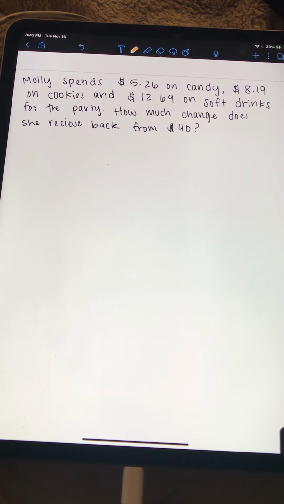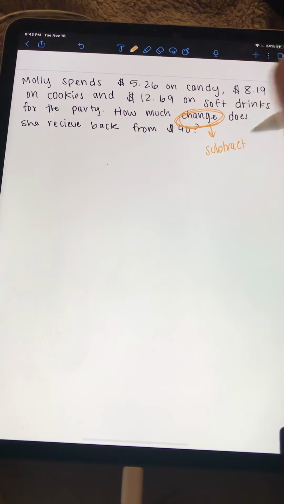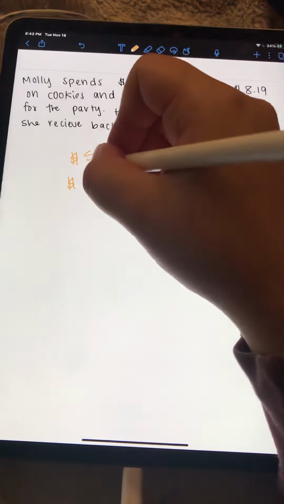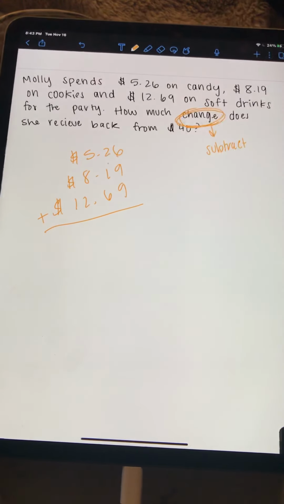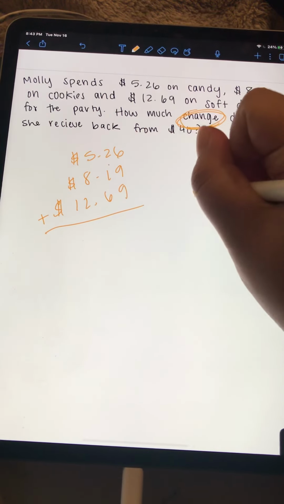The last thing I want to talk about is change. This is something that I also saw you struggled with, when it says how much change does she receive back, okay? So change means we're going to subtract eventually these values. It says Molly spends $5.26 on candy, $8.19 on cookies, and $12.69, okay? So you're going to add all of these values together. And whatever value you get, you're going to subtract that from the $1.40, okay?